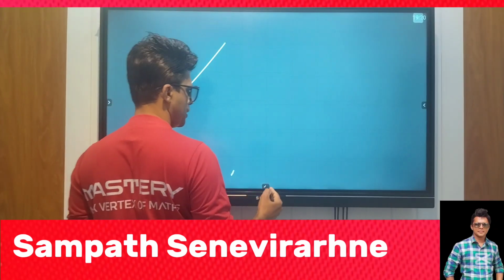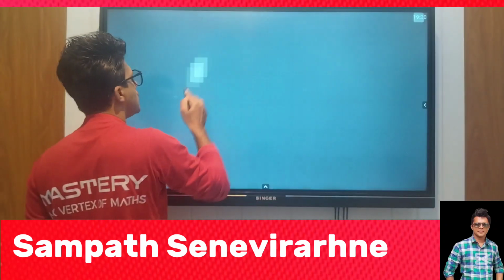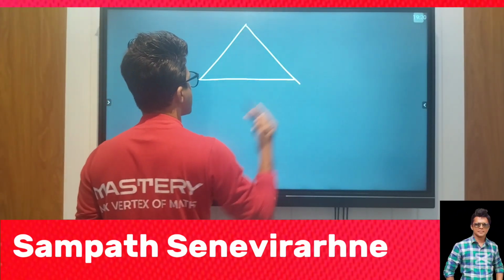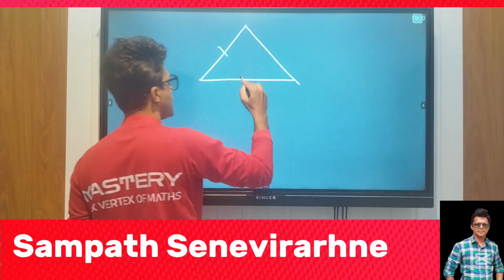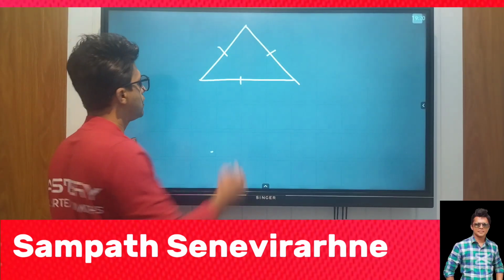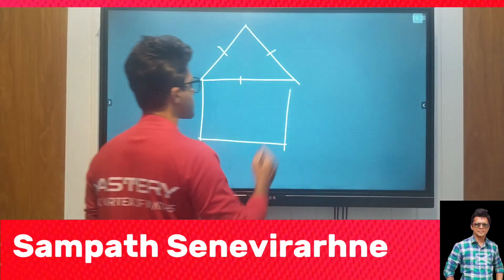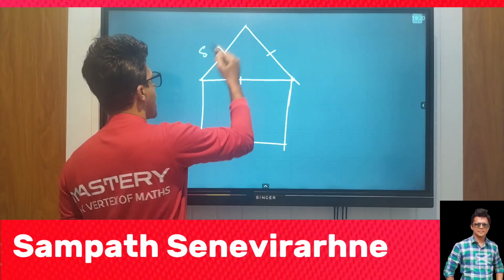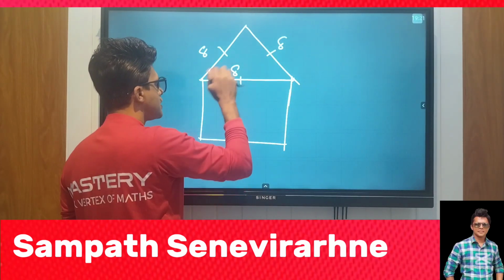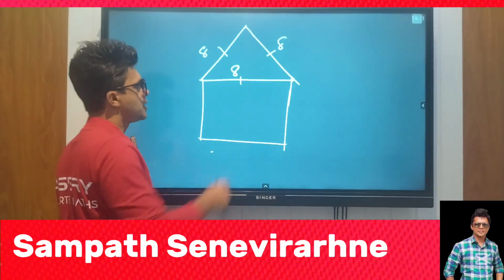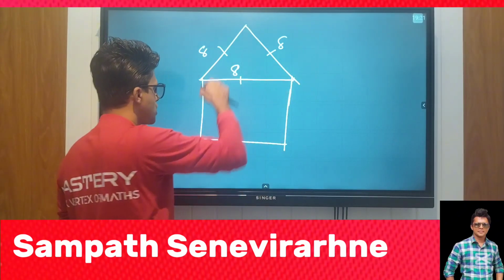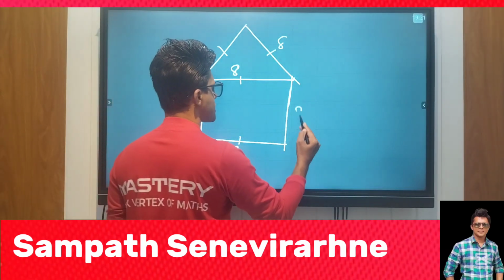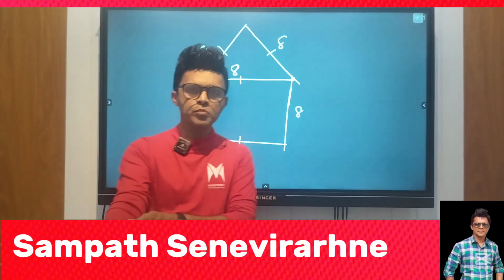I will draw this one. Here is an equilateral triangle, which means all these sides are equal, and another square is also drawn here. If this is 8, then this one also 8, this one also should be 8. When it comes to this square, a side of this square is also 8. From here to here 8, this value also should be 8, and from here to here also 8. Let's take these units as cm.